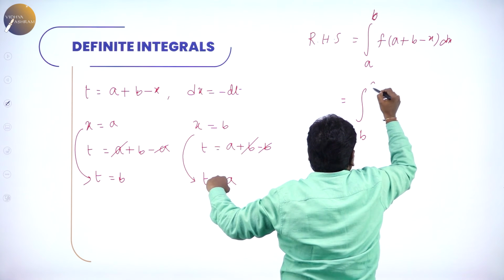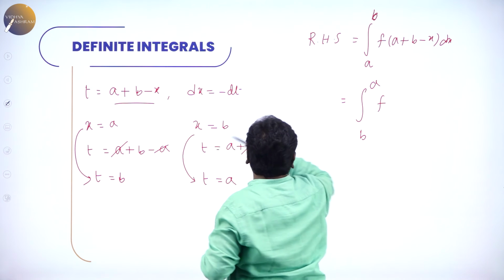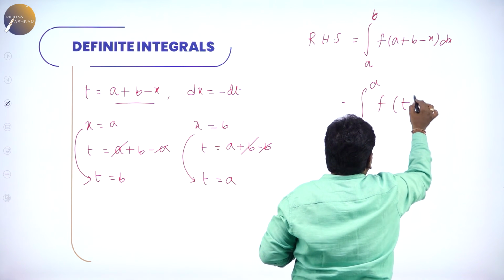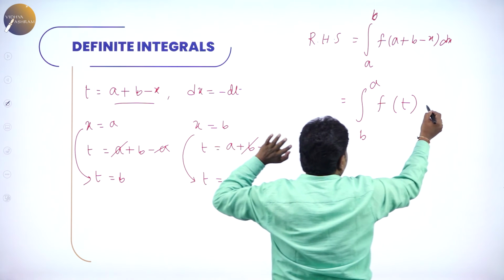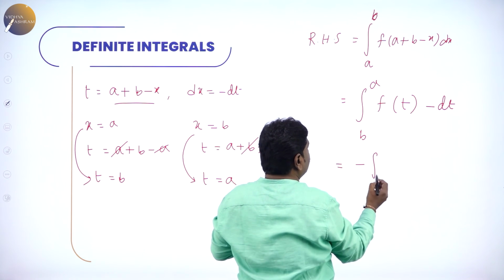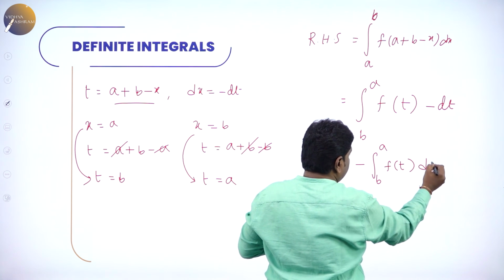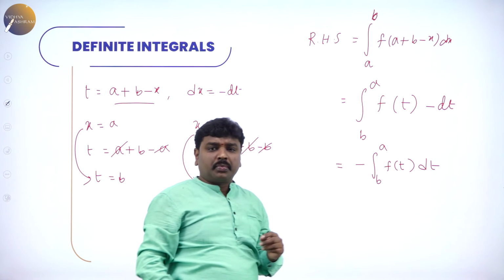In the place of a plus b minus x, we took it as what? t. And dx is what? Minus dt. I can take minus out. Minus, I'll take it out. I'll have b to a, f of t dt. Observe this carefully. I can use property P1.